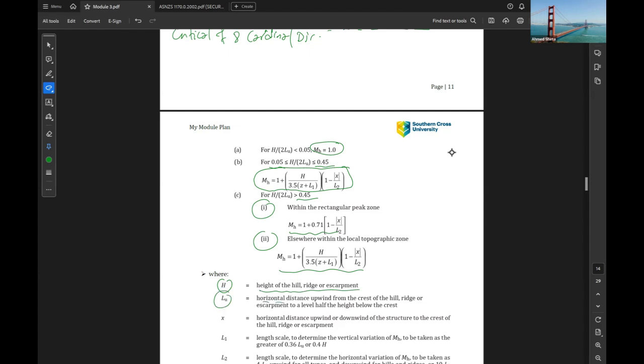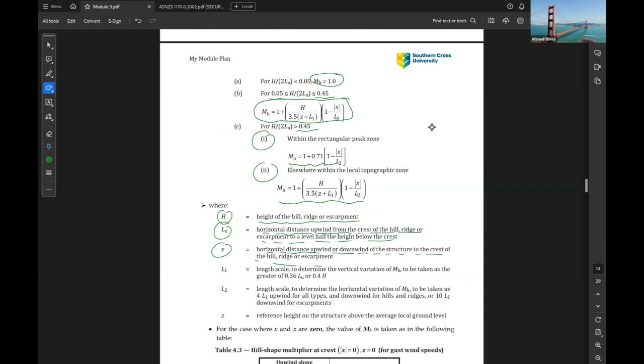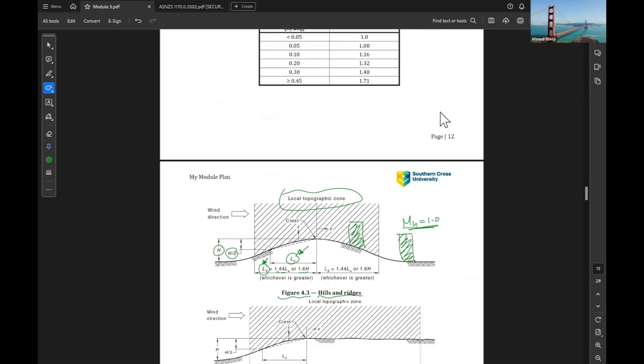LU is the horizontal distance from the upwind as defined on the drawing. X is the horizontal distance upwind or downwind of the structure. LU, L1 and L2 are the length scales to determine the vertical variation of MH. Z is the reference height of the structure above the average local ground level. So Z here is the height of the building above the hill level.